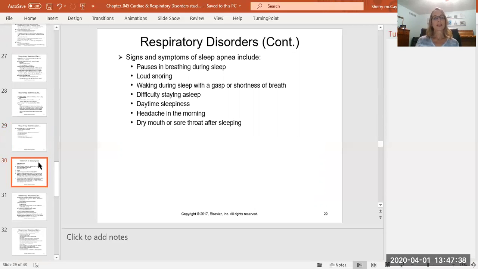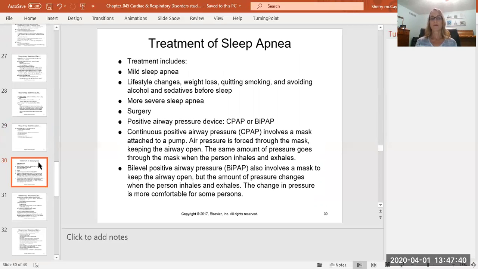Some treatments for sleep apnea include, for mild sleep apnea, lifestyle changes: weight loss, quitting smoking, and avoiding alcohol and sedatives before sleep. More severe cases need surgery, or they need positive airway pressure, a CPAP or a BiPAP machine.